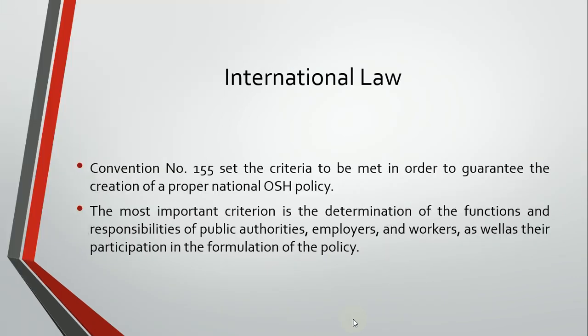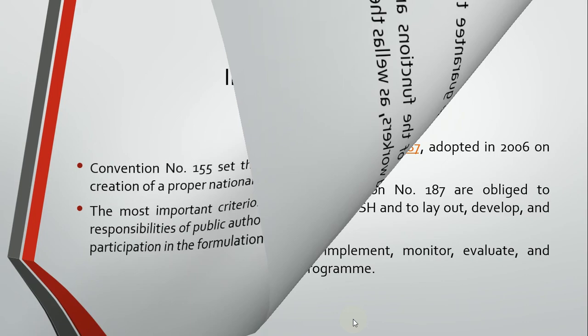Okay, next, Convention number 155 sets the criteria to be met in order to guarantee the creation of a proper national OSH policy. So the most important criterion is the determination of the functions and responsibilities of public authorities, employers, and workers, as well as their participation in the formulation of the policy. So that's Convention number 155.